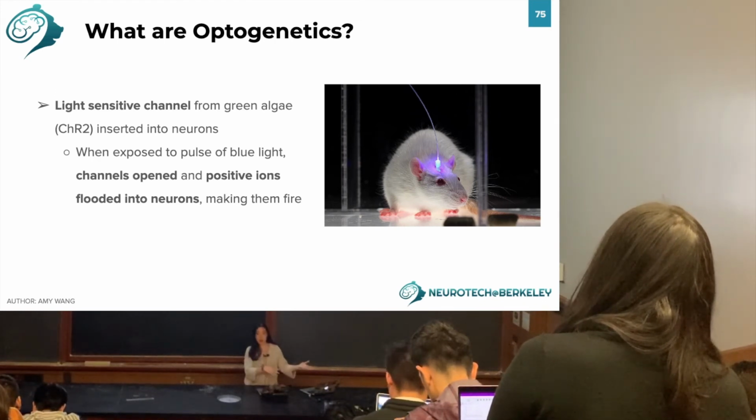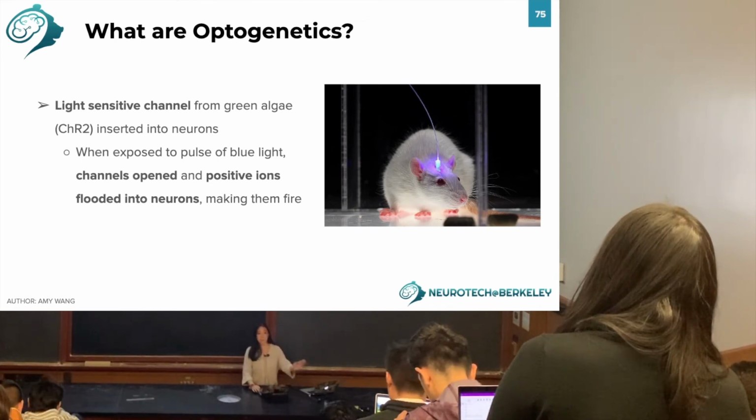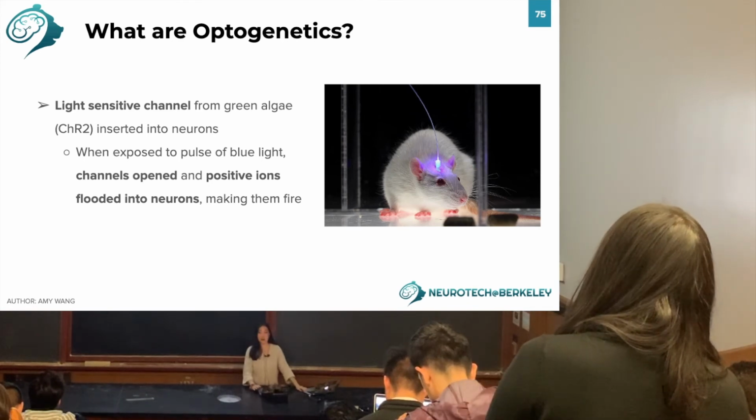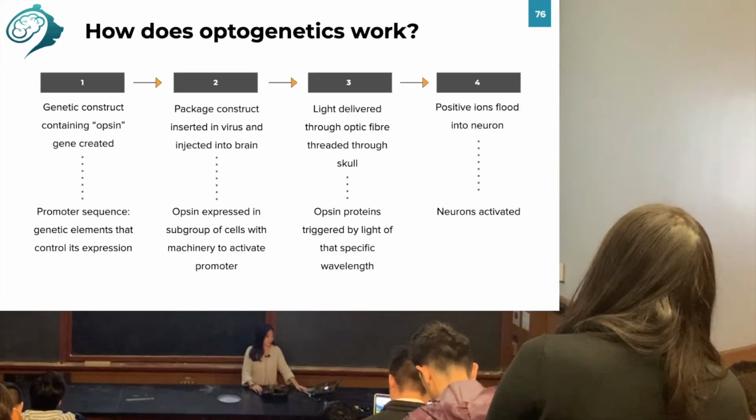So they thought okay, what if we put these ion channels into neurons? And so they did, and when exposed to blue light, those channels opened, positive ions flooded into the neurons, and that makes them fire. So that's super cool. You can basically activate a neuron just by shining light on it.